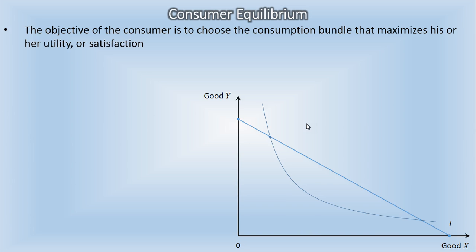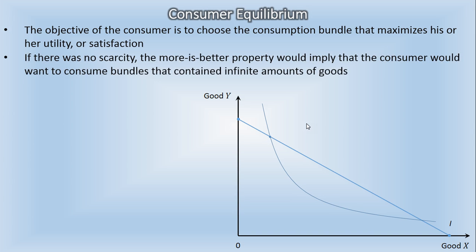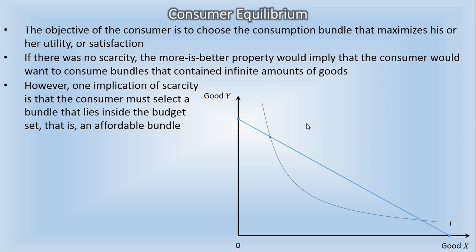So the objective of the consumer is to choose a consumption bundle that maximizes his or her utility or satisfaction. If there was no scarcity, the more is better property would imply that consumers would want to consume bundles that contain an infinite amount of both goods. However, one implication of scarcity is that the consumer must select a bundle that lies inside the budget set, that is, an affordable consumption bundle. Right, so the consumer is limited to what the affordable set is based on what prices and income is.